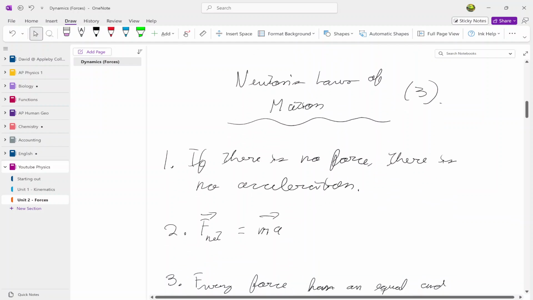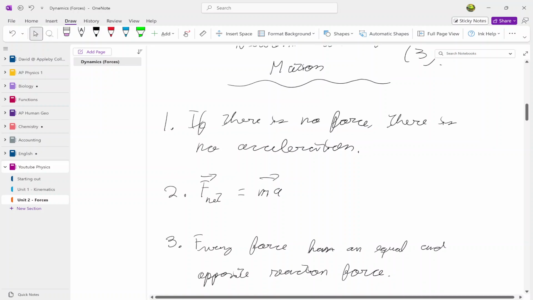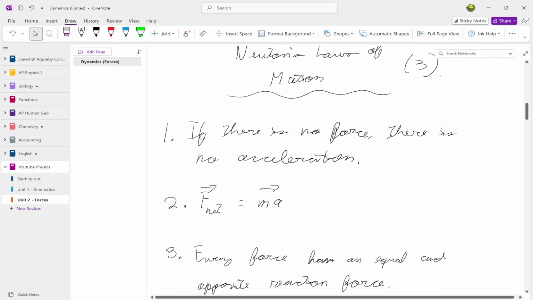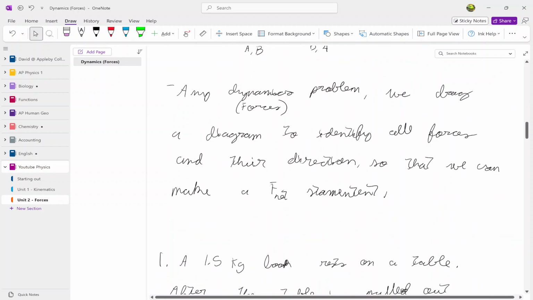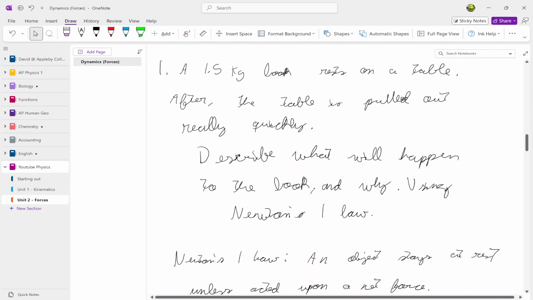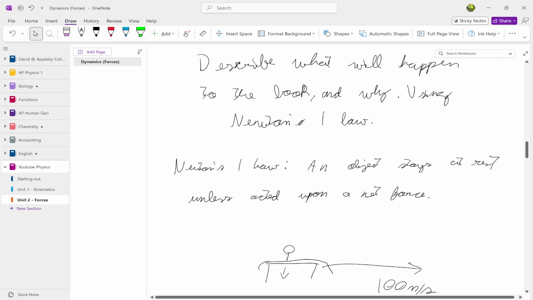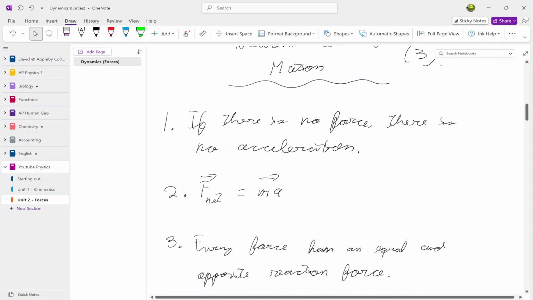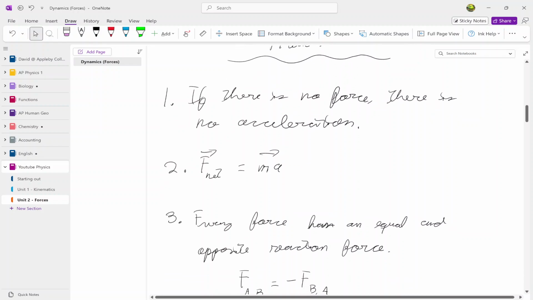So, what are Newton's laws of motion? Well, there's three of them. Number one, if there is no force, there is no acceleration. In a more detailed manner: an object stays at rest unless acted upon by a net force. Second, F equals ma, or F net equals ma. That just means that any force will be equal to the mass times the acceleration of the object.